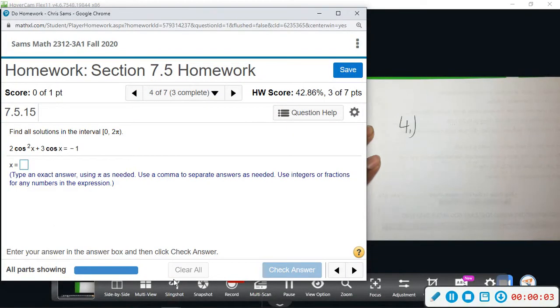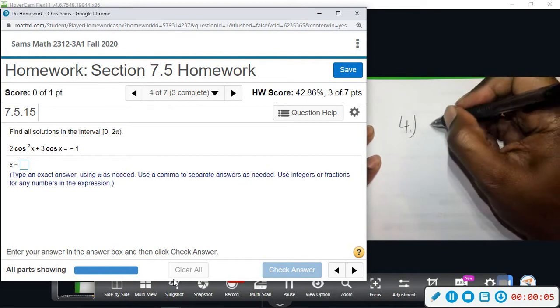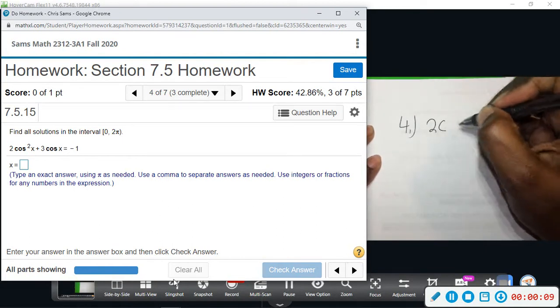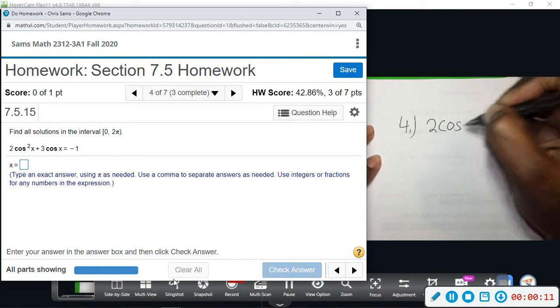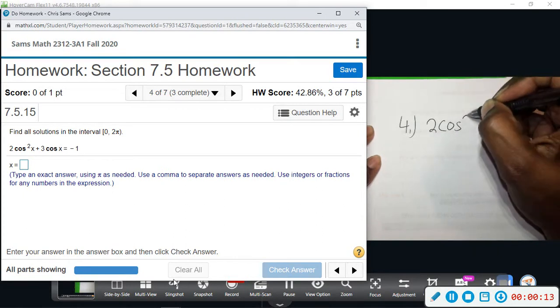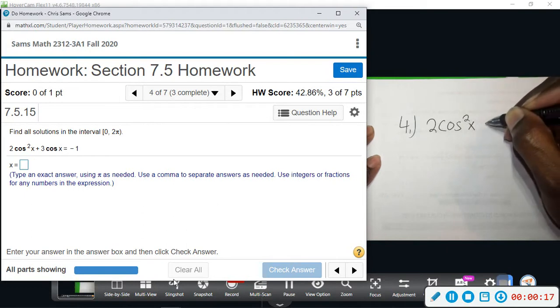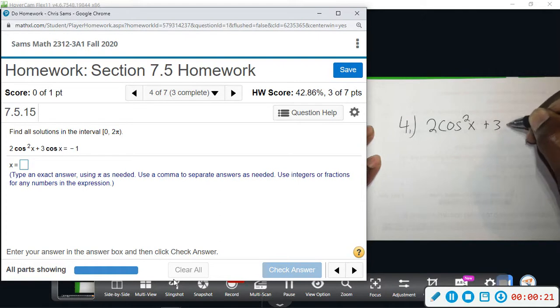Alright, number 4. This one is set up a little bit differently, but what we want you to identify is that this looks like a quadratic, so we want you to factor it. Not square it, factor it. So it says equal 1. I'm going to move that negative 1 over and say plus 1 equals 0.